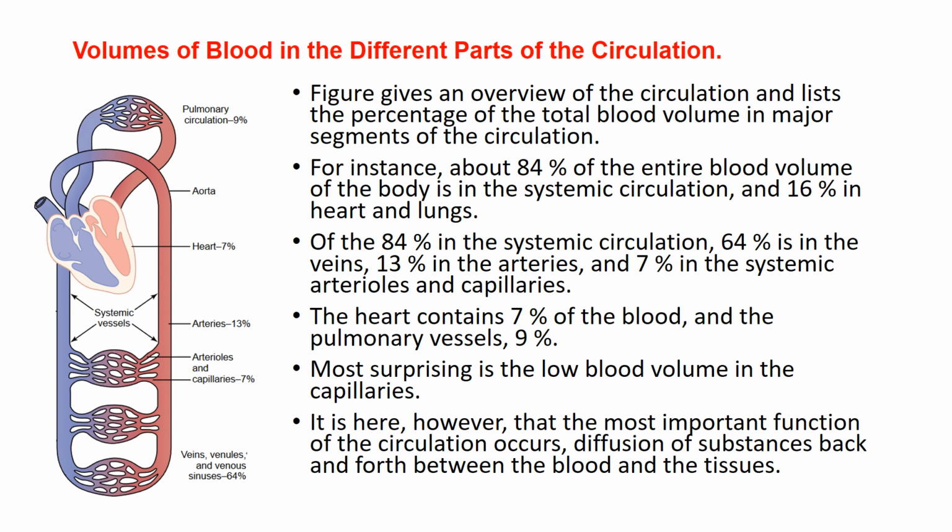Of the 84% in the systemic circulation, 64% is in the veins, 13% is in the arteries, and 7% is in the systemic arterioles and capillaries. The heart contains 7% of the blood, and the pulmonary vessels, 9%.